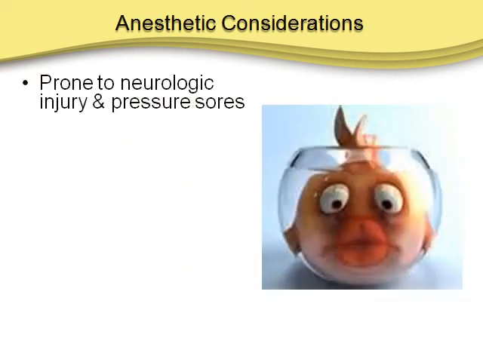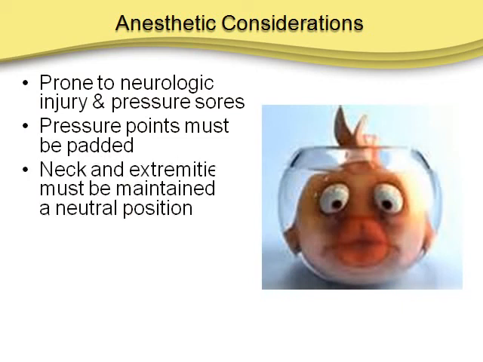Morbidly obese patients are prone to neurologic injury, pressure sores, and rhabdomyolysis. All pressure points must be carefully padded, and the neck and extremities must be maintained in a neutral position. Most operating room tables have a weight limit of approximately 200 kilograms and can often be too narrow for these potentially very wide patients. Overflow from the side of the table increases the risk of pressure sores or nerve damage, as the patient is wedged into place to ensure they do not fall off. This may also interfere with the tilting function of some tables.